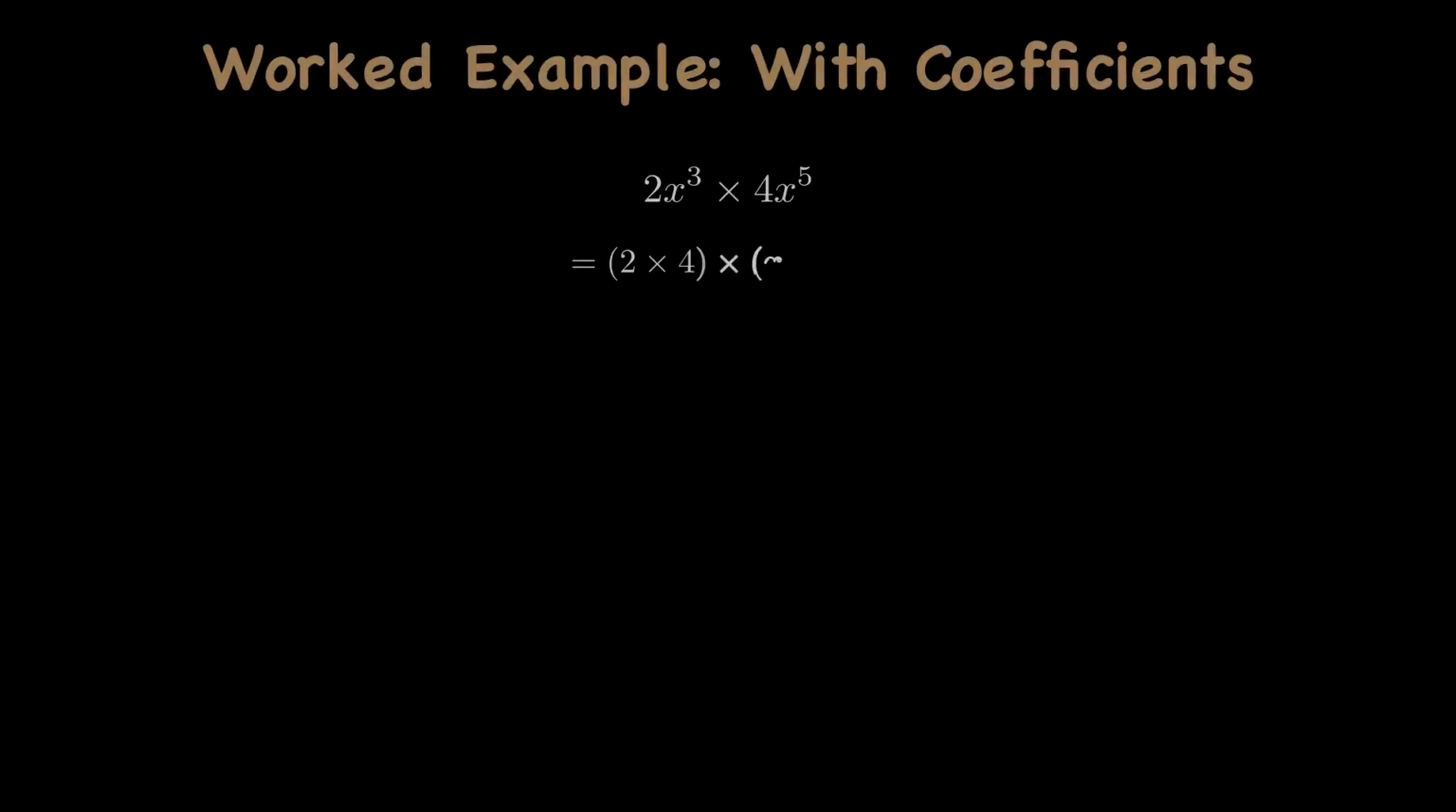Now with coefficients, simplify 2x cubed times 4x to the power of 5. Multiply the coefficients. 2 times 4 equals 8. For the x terms, same base, add the indices. 3 plus 5 equals 8. The answer is 8x to the power of 8.